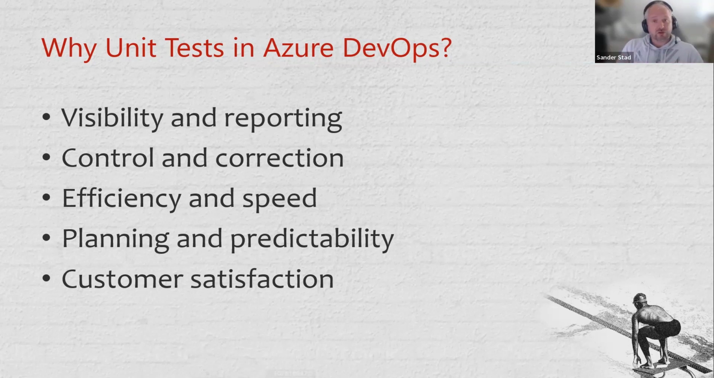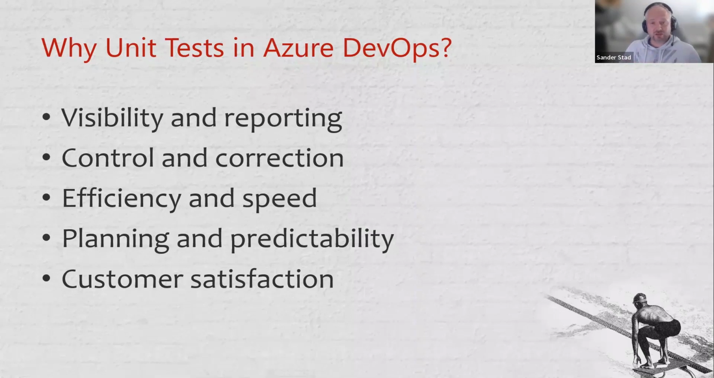It gives you more control and correction because you actually don't do any deployments if your tests fail, so you have more control before anything gets released, and you have time to correct it because you already know what went wrong. And then it's more efficient. Talking about efficiency, because we have the visibility, control, and the ability to correct, you're more efficient with your development, and that increases the speed of your deployments.